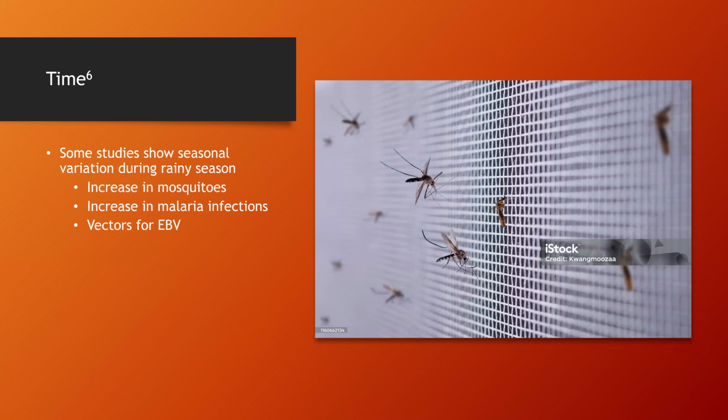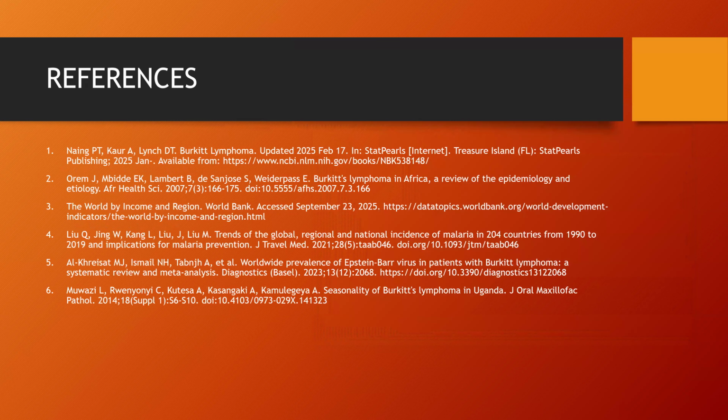I was also surprised to learn that mosquitoes are vectors for Epstein-Barr virus. So it makes sense that this would also increase the incidence and prevalence of patients in those areas who are diagnosed with Burkitt lymphoma. Increase in mosquitoes, increase in these infections that can cause that biological cascade and make them more likely to have Burkitt lymphoma.